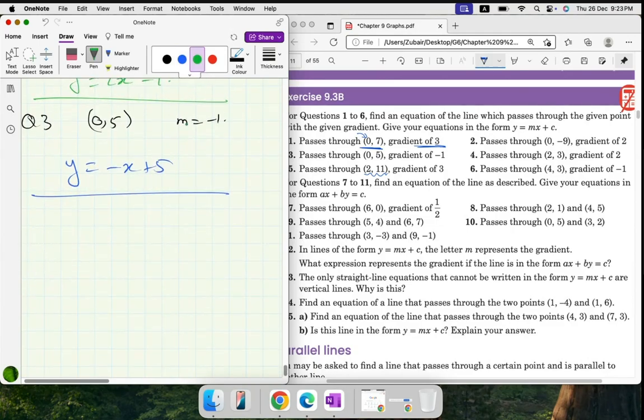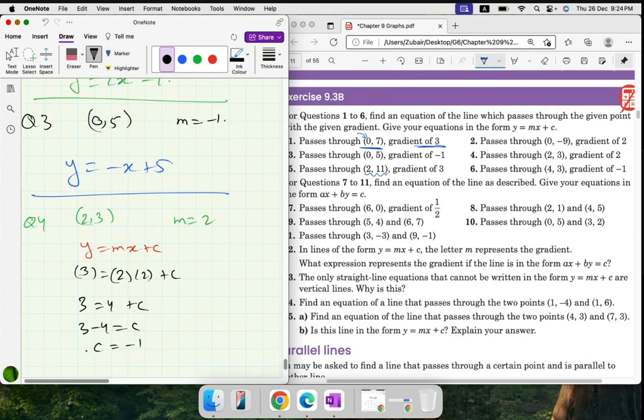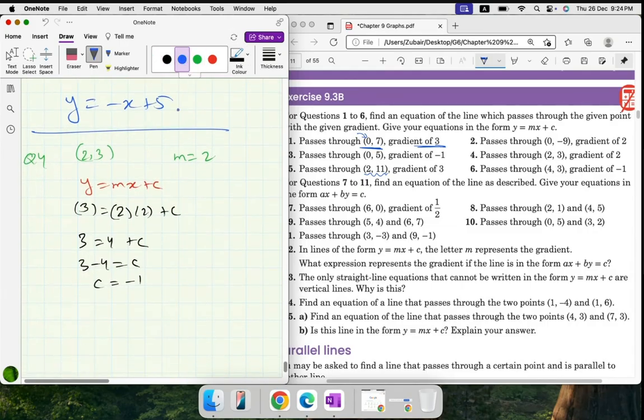Okay. Now a different nature of question. Number 4. It passes through 2 comma 3 and the gradient is clearly 2. So y equals mx plus c. Now we fill in all the known values where y is 3, gradient is 2, x is 2, and we can find c. 3 equals 4 plus c, 3 minus 4 is equal to c, c is equal to minus 1. So now we can rewrite, we have the y-intercept, we have the gradient. So y equals 2x minus 1 is the equation of the line.